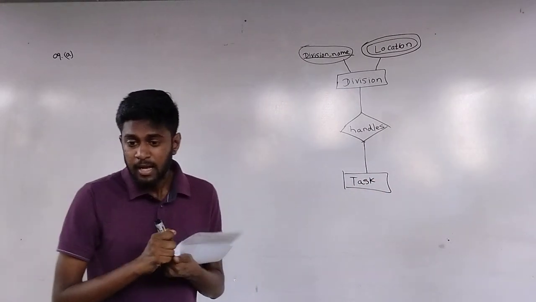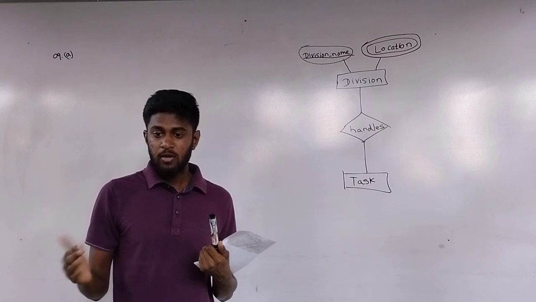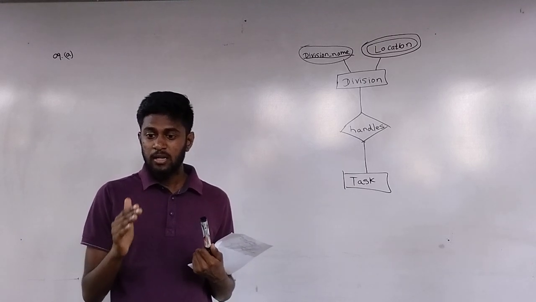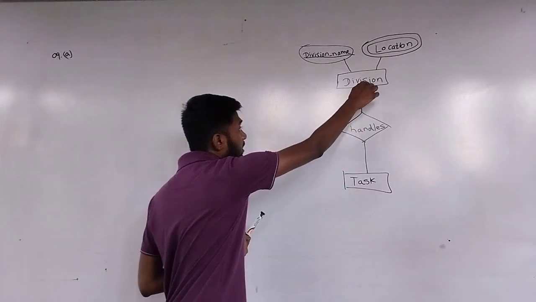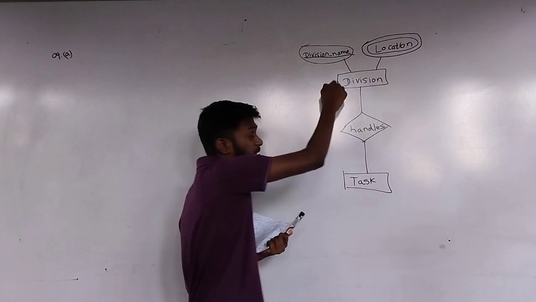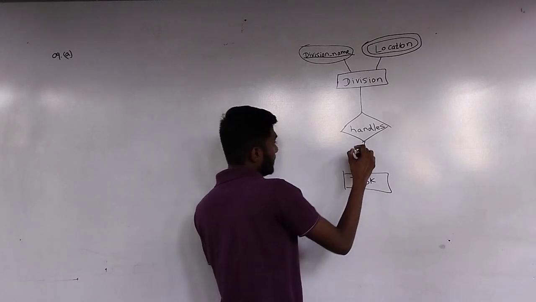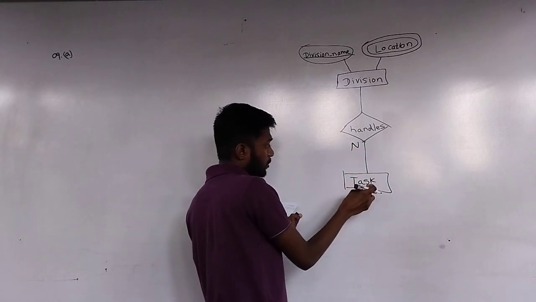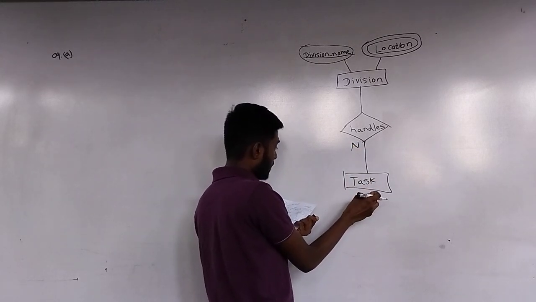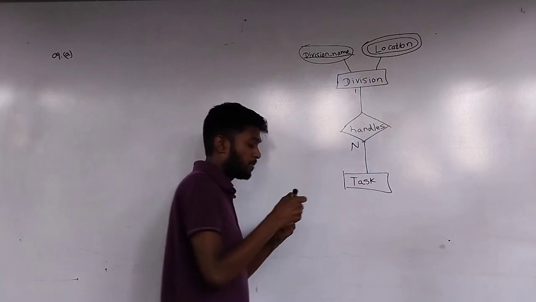So what are they saying? The division may have several locations. That is done. A division handles a number of tasks. Imagine now you are a division. Handling a number of tasks means this side is many. So if you take one task, it is handled by one division.